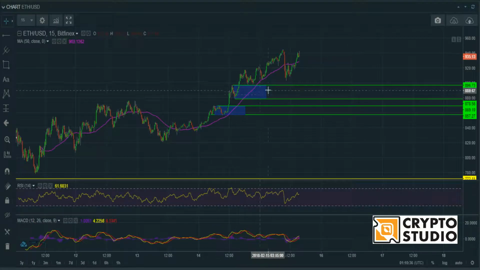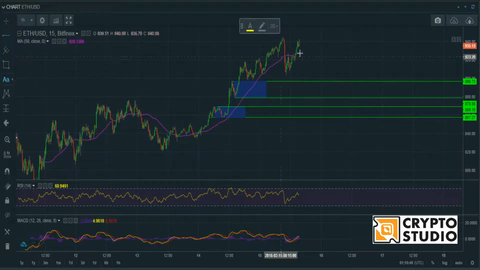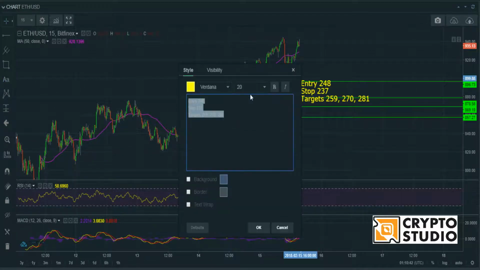So this is a 60-minute trade right here, and I'm going to put the numbers on this one. So entry on this one will be 897.